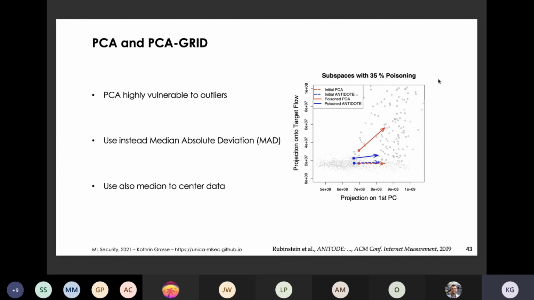They give an example of this where in red is standard PCA. We see there's a lot of points inserted here. And in blue is the algorithm that they propose, which is essentially replacing parts of the algorithm by techniques which are less vulnerable to outliers, so which are more robust.